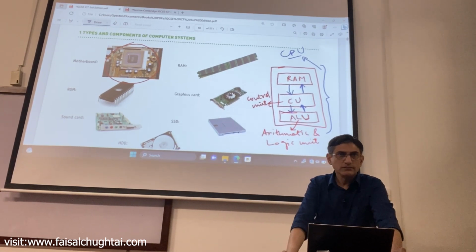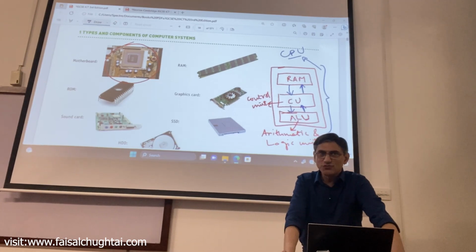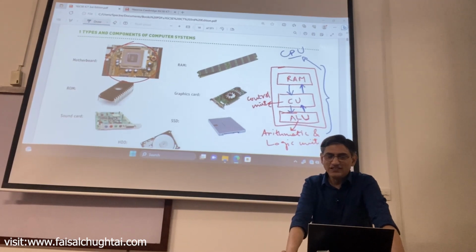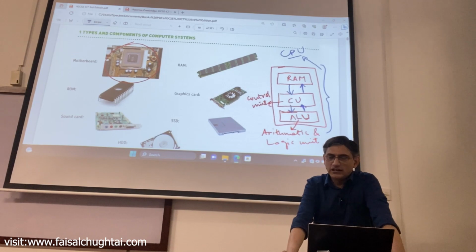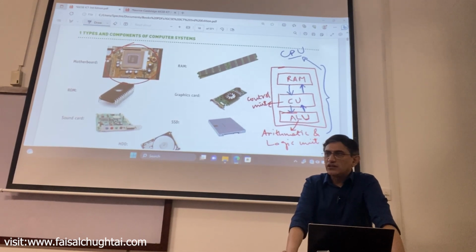Are you getting it? Any confusion, anyone? Yeah? Okay, I'll just pause for a bit on this diagram so that you can make it if you're making it.